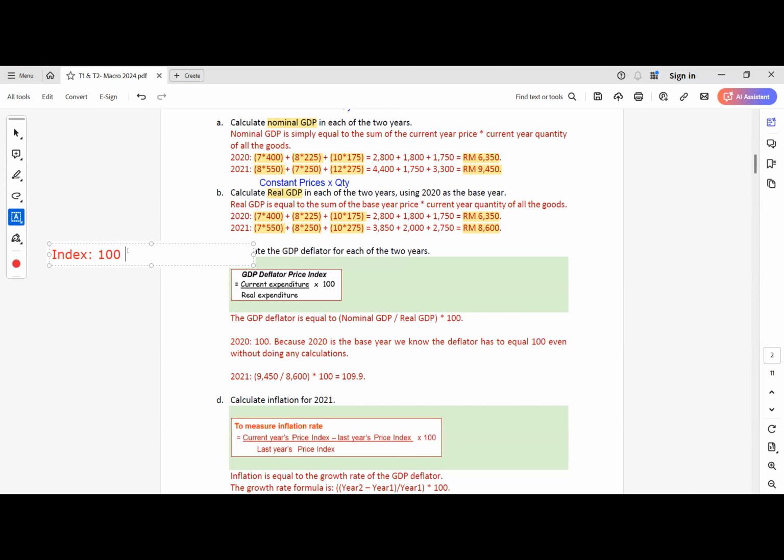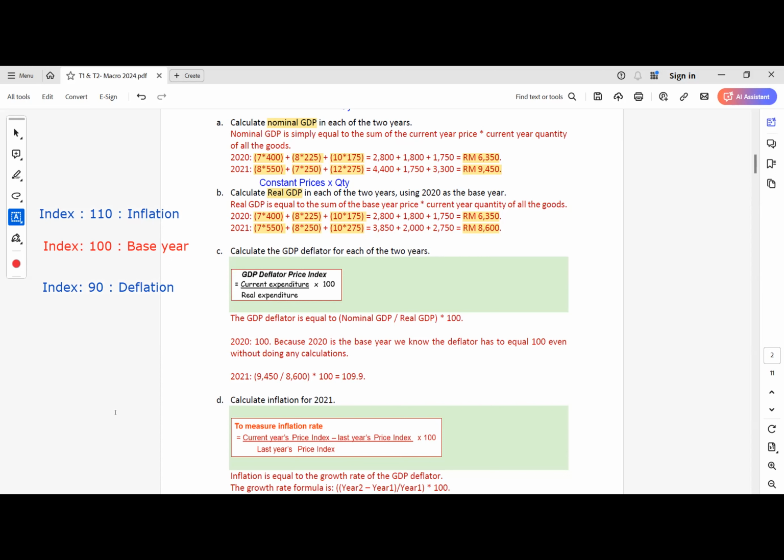Now if later, when I calculate this GDP deflator index, I get higher than 100, let's say I got 110, so it's higher than 100. What does that mean? That means there is inflation. If my index is lower than 100, let's say 90, that means there will probably be deflation, the opposite of inflation. That means the price level is going down instead. So remember, when you look into an index, 100 itself is the base.